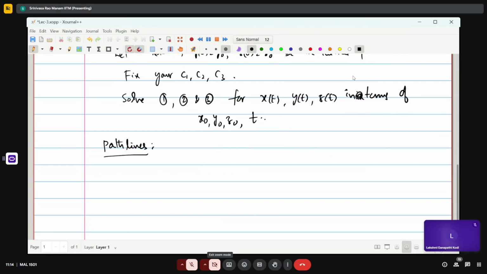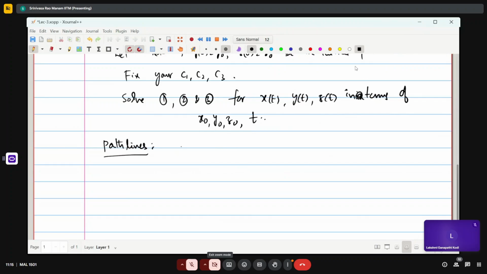So what is a pathline? Simply, like a Lagrangian approach, you just follow a particle. If you do that, dx/dt equals u. So you follow x of t, y of t, z of t, and you take the derivative, which is nothing but the velocity component: dy/dt equals v, dz/dt equals w.